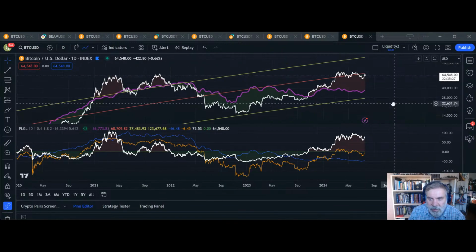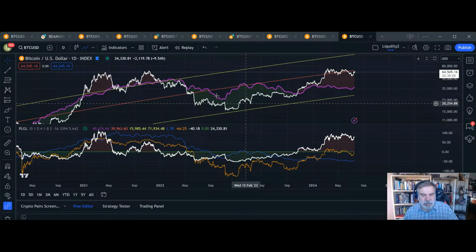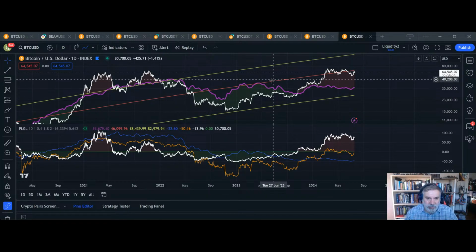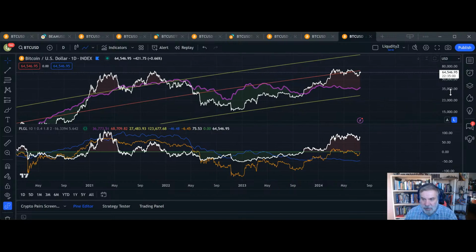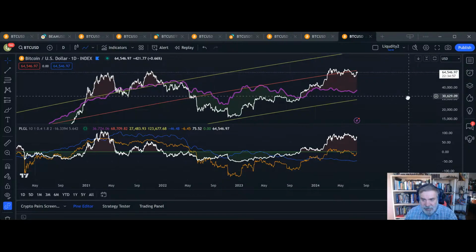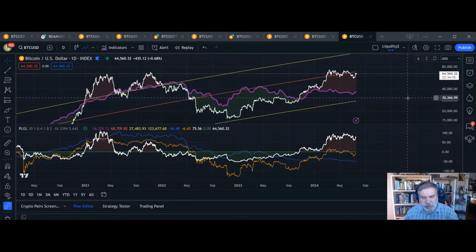What you're seeing here is the usual power law in red, the two main bands, right? One decently far away from the mean to indicate places where, if you're above that line, the price is probably overvalued. And the white line is the price. And what is the purple line? The purple line is global liquidity.